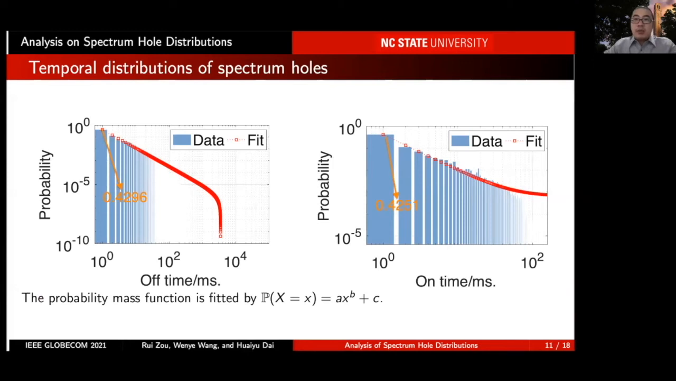Now, let's look at the temporal distributions of spectrum holes. When we plot probability mass functions of the sizes of the temporal spectrum holes and their separations in the log-log scale, we see a straight line, meaning that the distribution follows the power law. Thus, we fit the probability with the power law function with a constant term and achieve a very close fitting result. Besides, another takeaway is that almost 43% of the off time and 42.5% of the on time are only 1 millisecond. So, high resolution measurement is important, in that measurement with time resolutions longer than 1 millisecond cannot capture a significant part of the on-off time length.